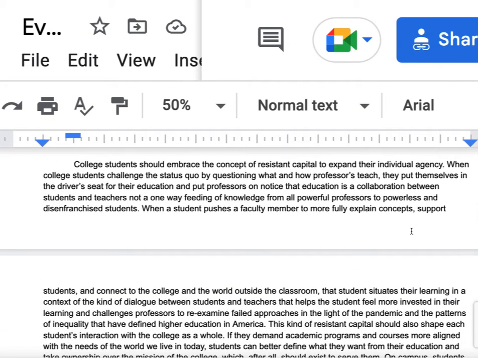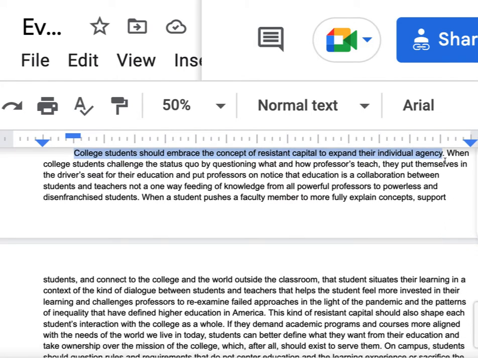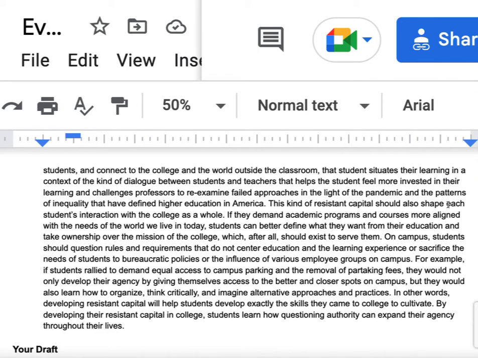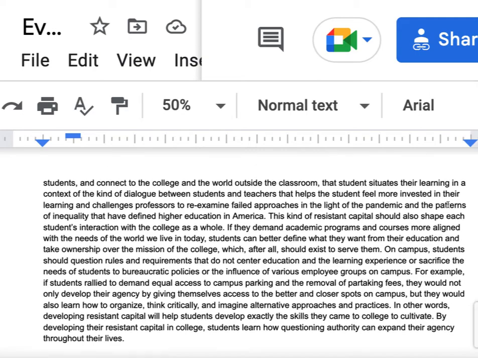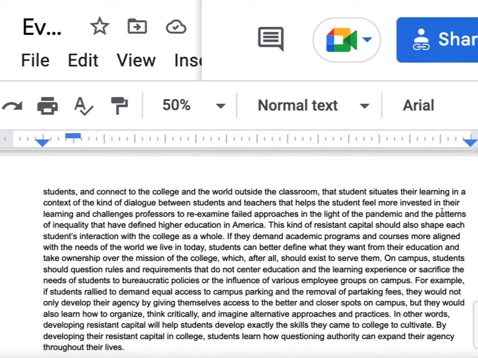And here it is. Same thing, starts with a sentence that identifies resistant capital as the topic and ideas for how it can expand agency. Then we go through a paragraph that lays out specific things that college students could do that are examples of resistant capital that would expand their agency. So it's not just what would they do, what would they resist, but how would they resist? How would that expand their agency? Why should they do it?